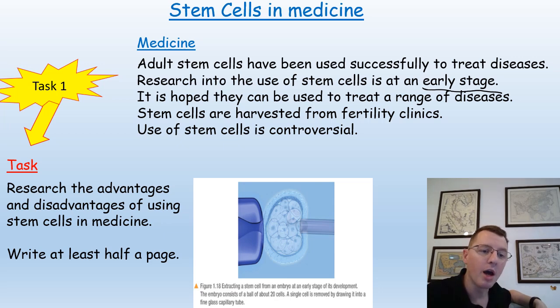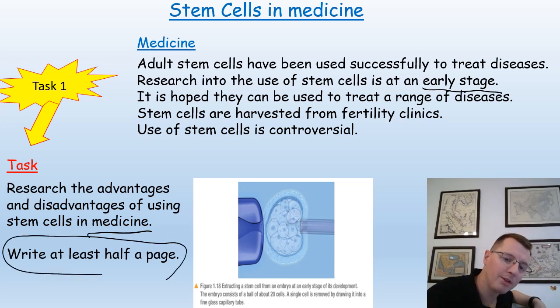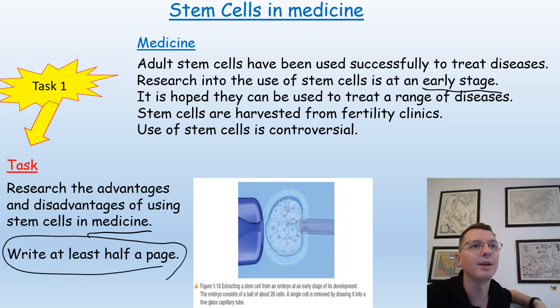So here's a task I'd like you to do. Pause the video and spend half an hour and try and complete this task. Research the advantages and the disadvantages of using stem cells in medicine. I would like you to try and write at least half a page of that. See if you can find any examples. Why are they a good thing? Why is it a bad thing? What's the controversies around stem cell research? Pause the video now and I'll come back to you in a moment with the answers.